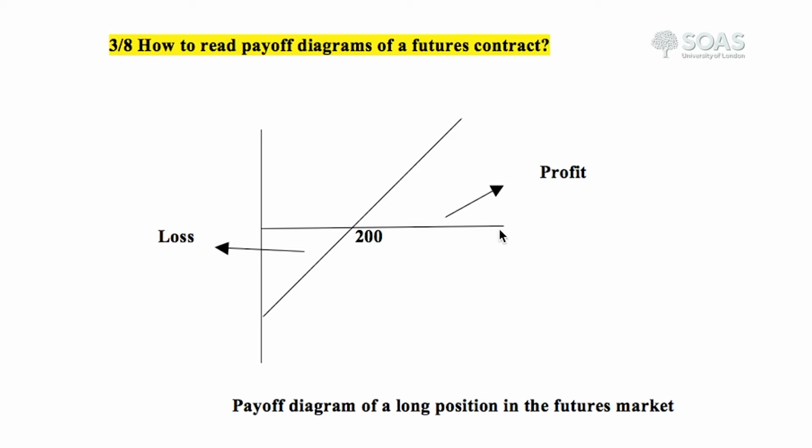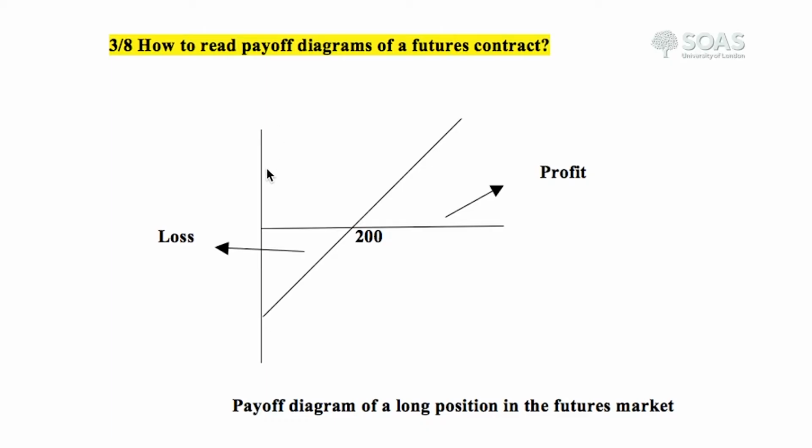In previous steps, we discussed what the futures contract is. Today, I'm going to show you how to read the payoff diagram for a futures contract. If you look at this picture, you see the horizontal axis stands for futures price, i.e. the market price for the futures contract. And the vertical axis stands for payoff or profitability.